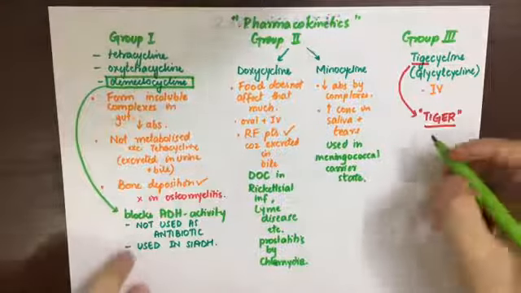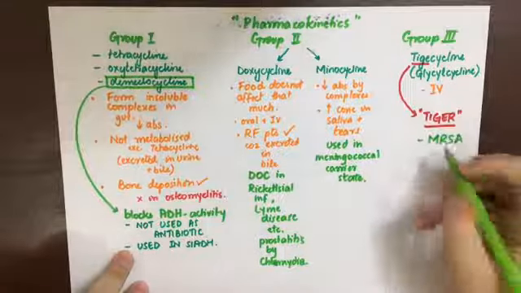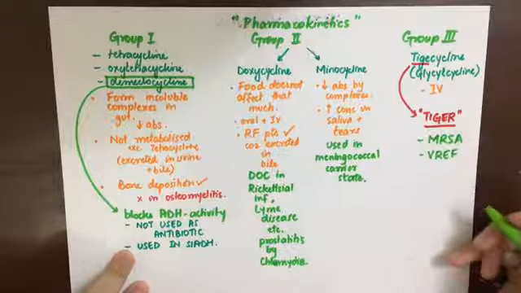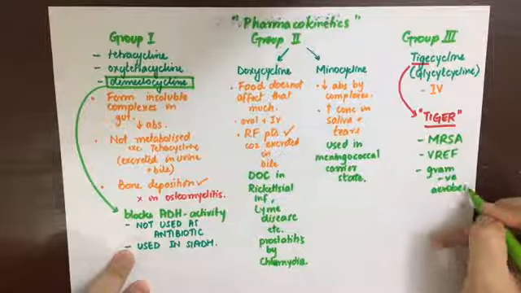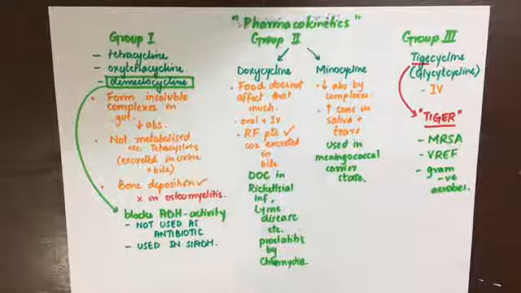Lastly, the Group 3 tigecycline is only administered IV. And to remember its action, we'll say that TG stands for tiger, so it can be used against MRSA and vancomycin resistant Enterococcus faecium, and also for gram-negative aerobes.